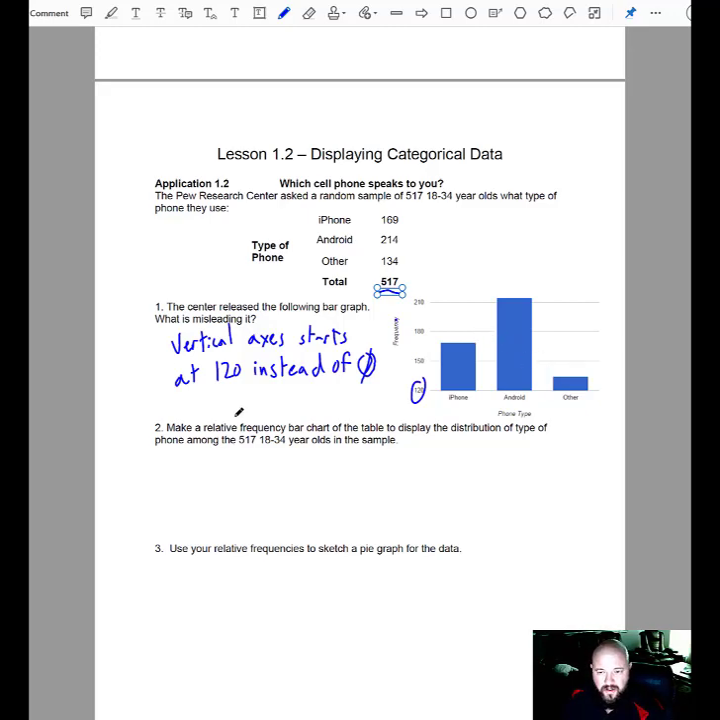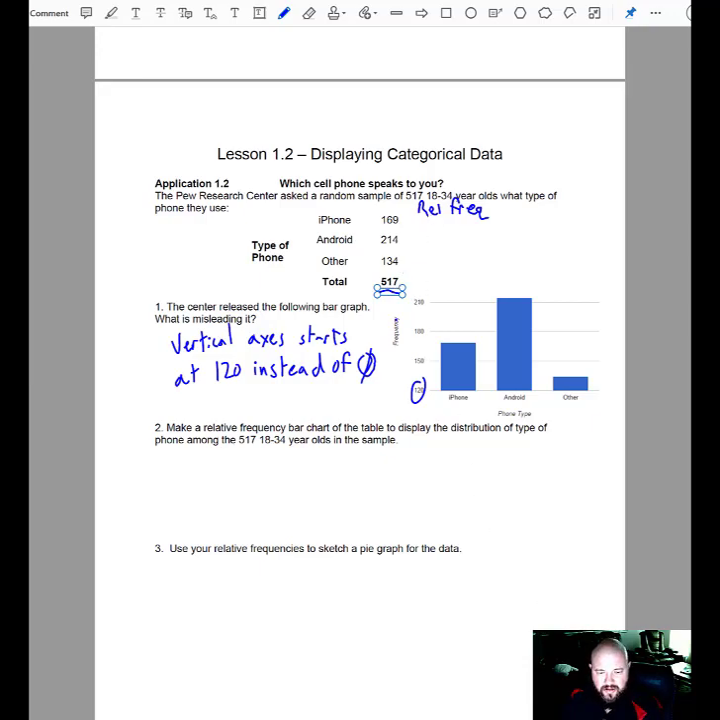Alright, so now it's asking to make a relative frequency bar chart of the table to display the distribution of type of phone among the 517 18 to 34-year-olds in the sample. So we've got to find a relative frequency. So do y'all remember how to find the relative frequency? Well, hopefully we're on the relative frequency. You're going to take the amount and put it over the total.